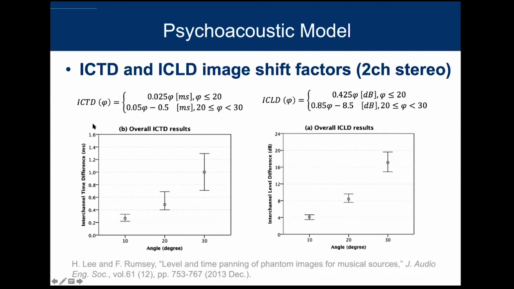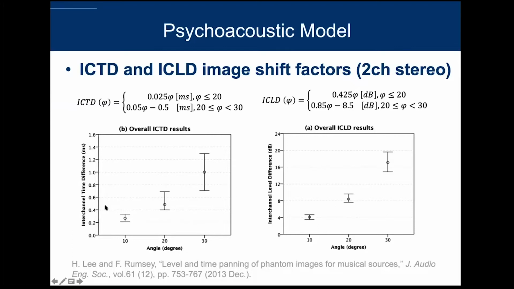This ICTD shift factor can be modeled this way. Don't worry about these numbers yet, just look at these plots. If you want to shift your image by 10 degrees from the center to the left or right, then you basically need to apply about 0.25 millisecond time difference.